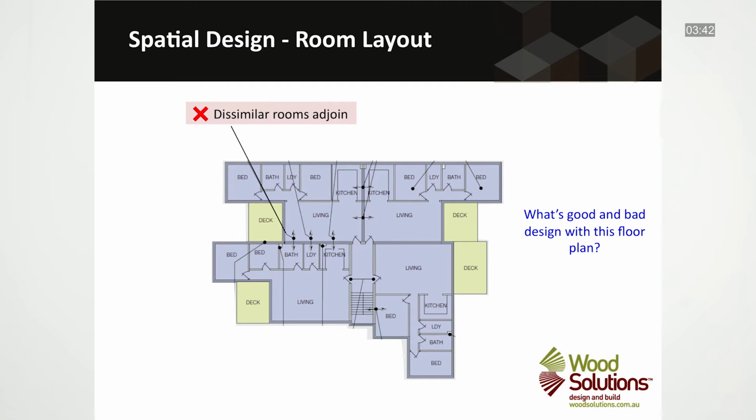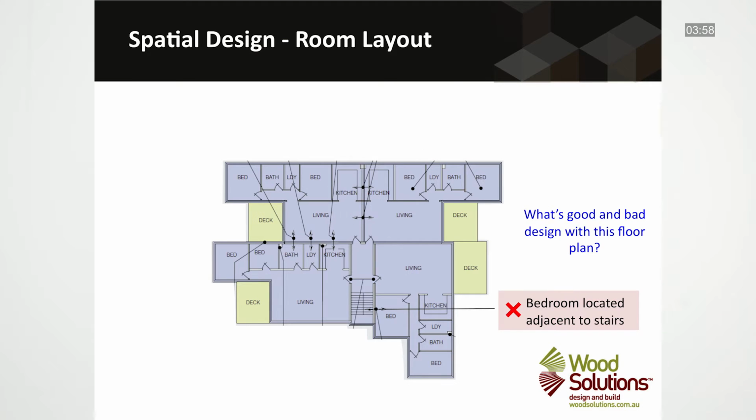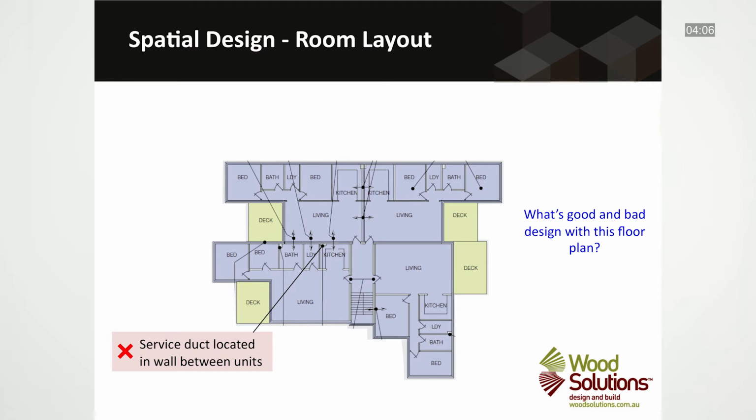Bad design can be seen where dissimilar rooms adjoin, such as these bathrooms and the kitchen backing onto an adjacent living room. This is particularly an issue with laundries, where washing machines and dryers in use can pose serious, significant vibration issues. Locating bedrooms adjacent to common stairwells is also not preferred. Where possible, door entries directly opposite one another should be avoided. And finally, the kitchen service duct located in the wall adjacent to the neighbouring living room is not optimal and would have to be carefully detailed to minimise sound impacts.